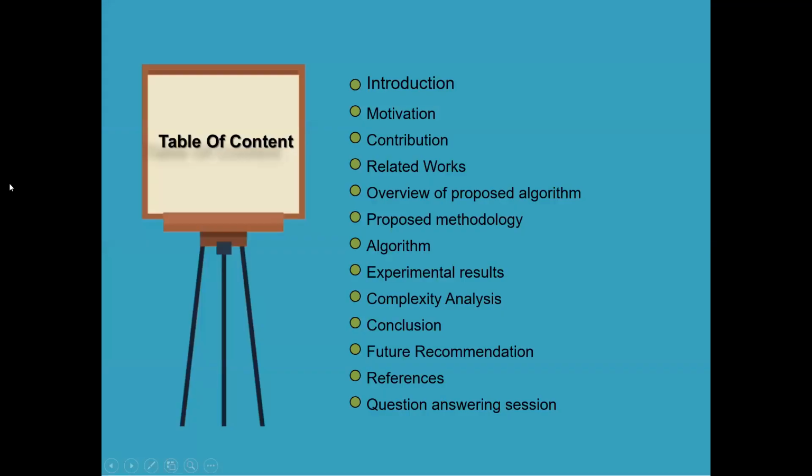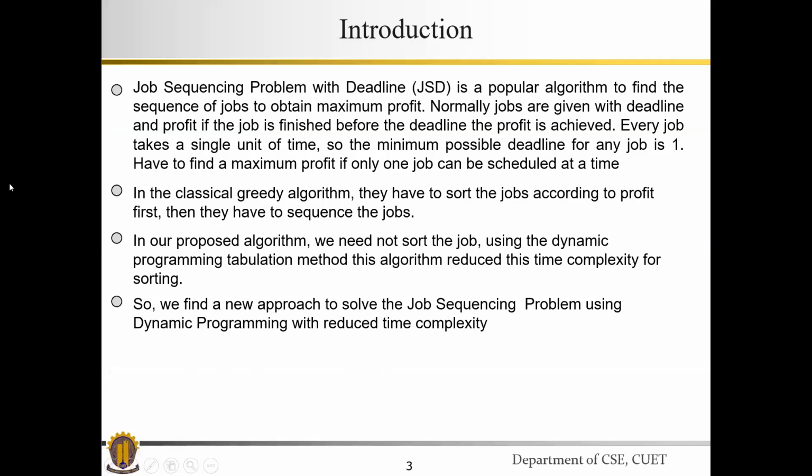Here is the table of contents. Introduction. The job sequencing problem with deadline is a popular algorithm to find the sequence of jobs to optimize maximum profit. Normally, jobs are given a deadline and profit. If the job is finished before the deadline, the profit is achieved. Every job takes a single unit of time, so the minimum possible deadline for a job is one. We have to find the maximum profit if only one job can be scheduled at a time.